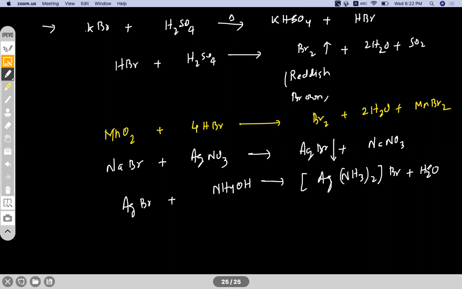Layer test is very simple. Write down the last one, the fourth one that I have given you, layer test. Very simple. It's based on the fact that bromine is more soluble in organic solvent in comparison to chlorine, right? So in that reaction I have given, sodium extract with CCl4 or CHCl3.